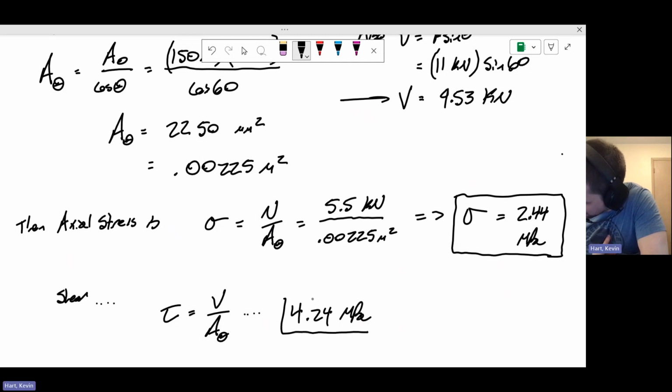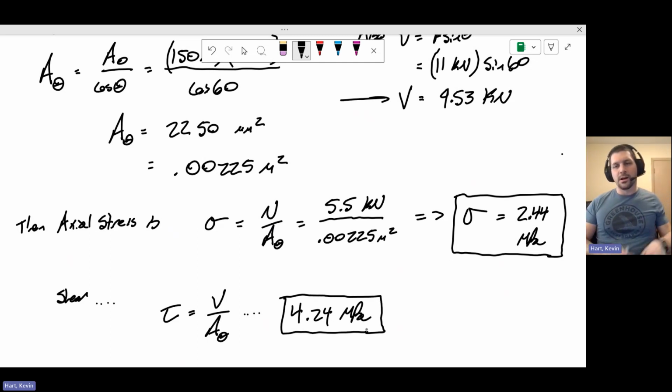Two example problems. Took a little bit longer than I expected, so apologies for that, but hopefully this is useful. Like I said, this oblique stress problem is very similar to number 3 on your homework. And then the bearing stress, shear stress, axial stress example that I did first is very similar to number 4 on your homework. So good luck with those.